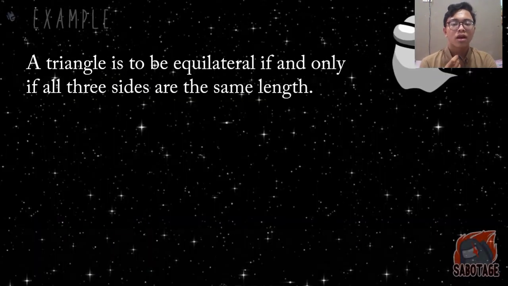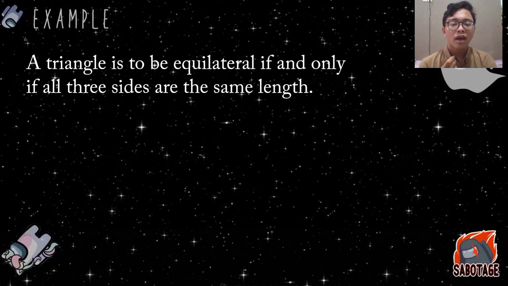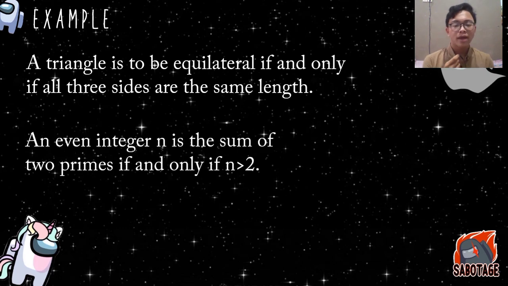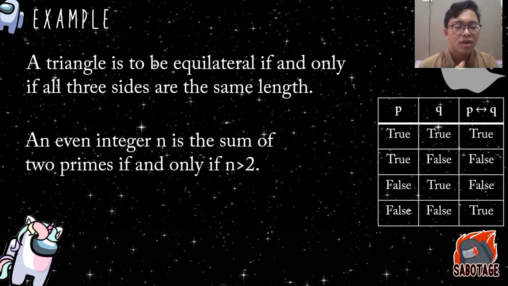Look at the example. Example 1. Can a triangle be equilateral but the three sides are not equal in length? Of course not. Can a triangle with equal sides not be an equilateral triangle? That's the same as the first one, so the same applies to the second example. Okay, from the example we can deduce the truth table of biimplication as follows.